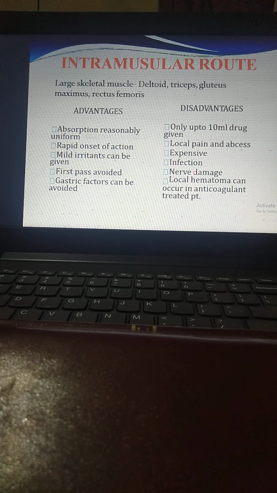Local pain and abscess are there. Expensive, because an expert person should inject. Infection is there and nerve damage is there. Local hematoma can occur in anticoagulant-treated patients. So these are the things which you have to enumerate.